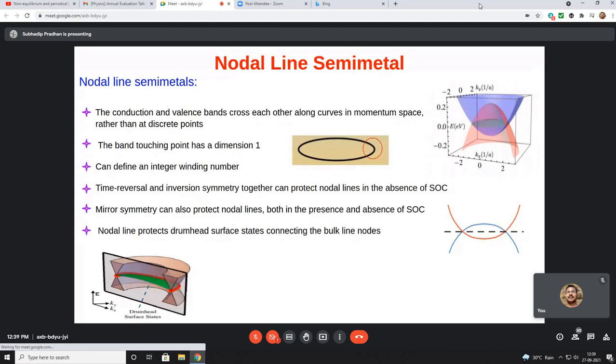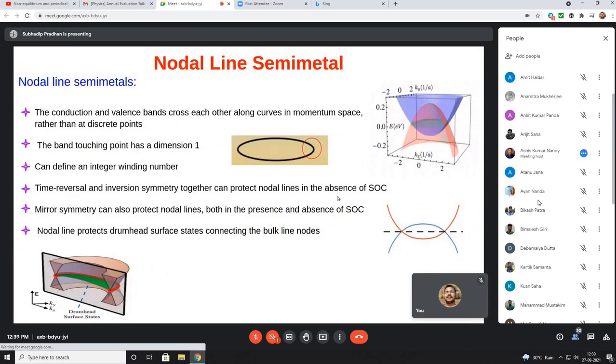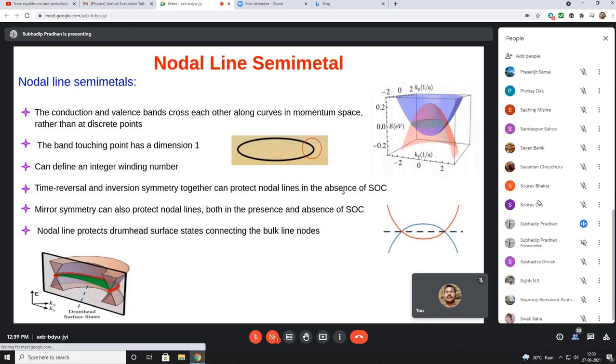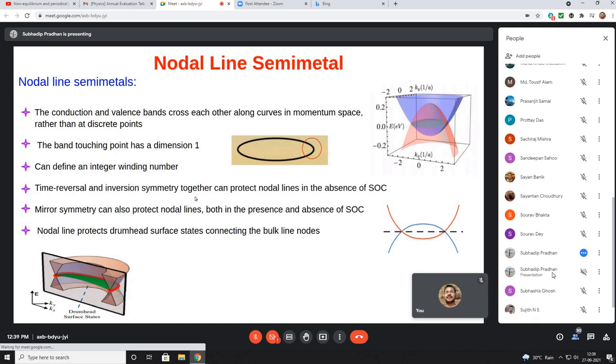So here this nodal line semi-metal is protected by time reversal and inversion symmetry together in the absence of spin orbit coupling, because in the absence of spin orbit coupling there will be spin rotation symmetry. So the nodal ring will be protected in that case by time reversal and inversion symmetry together.